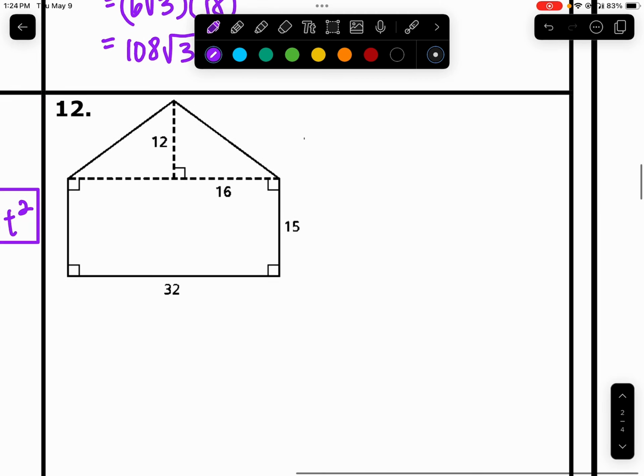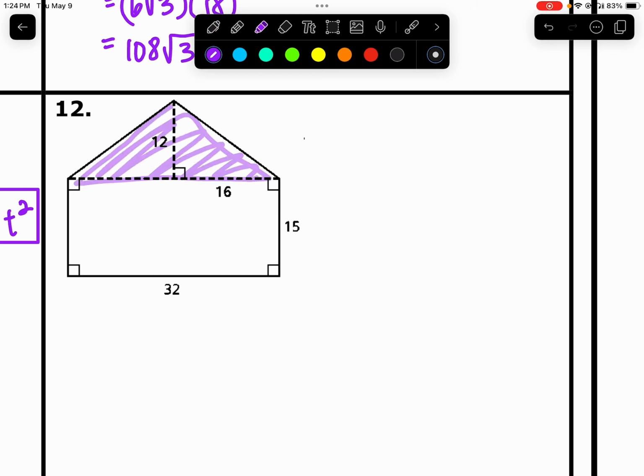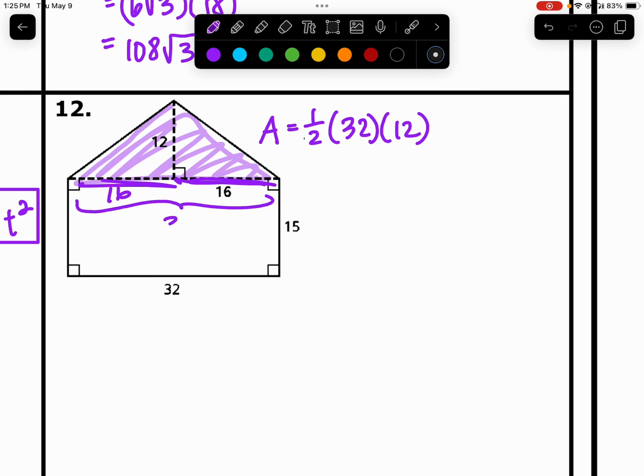Number 12, again, we don't have a name for this whole shape, so we need to break it down into shapes that we do recognize. So we have this triangle up top, and we can easily find the area of a triangle by doing 1/2 base times height. This is 16, so this is also 16, which means this is 32, which makes sense because that's 32. All right, so 1/2 of 32 is 16, so that's 16 times 12, which is 192 for the triangle.